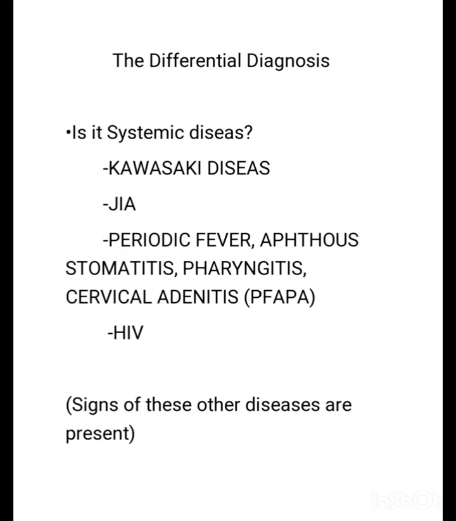Signs of these diseases are usually present other than lymphadenitis. So in Kawasaki, they may have a non-purulent conjunctivitis, swollen hands and feet, a rash. In JIA, they will have arthritis, or in systemic disease, they may have the salmon rash. In PFAPA, they have these other things you see here with periodic fevers, aphthous ulcers of the mouth, a sore throat, and in HIV, they may have weight loss and other sequelae from acute HIV.